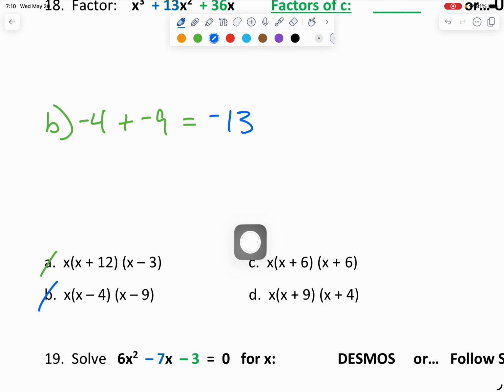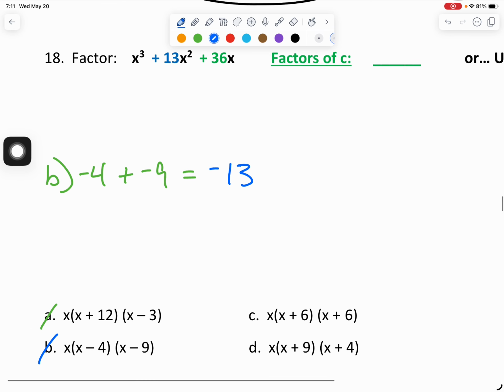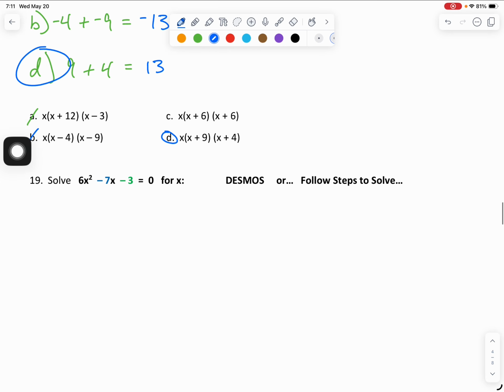6 times 6 gives us a positive 36, but 6 plus 6 is 12. Let's do 9 times 4. Again, that is 36. And this time, for answer choice D, if we do 9 plus 4, oh, not 14, 9 plus 4 equals 13. We have the positive 13 there. 9 times 4 gives us 36. Go ahead and circle answer choice D.